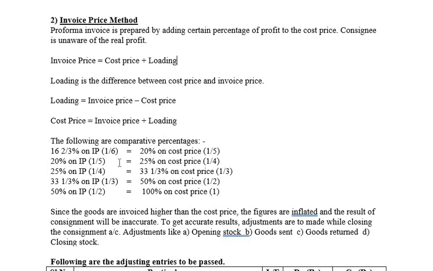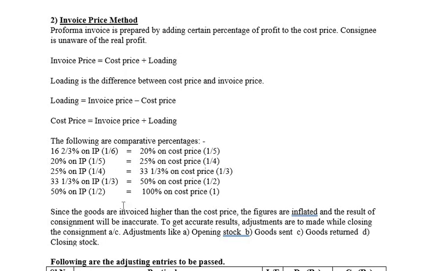The following are the comparative percentages. Remember these percentages, write them down. 16 2/3 percent on invoice price, that is 1/6, is equal to 20% on cost price, that is 1/5. 20% on invoice price, that is 1/5, is equal to 25% of cost price, that is 1/4. 25% of invoice price, that is 1/4, is nothing but 33 1/3 percent of cost price, that is 1/3. 33 1/3 percent on invoice price, that is 1/3, is nothing but 50% on cost price, which is half. 50% on invoice price, that is half, is nothing but 100% of cost price, which is 1.